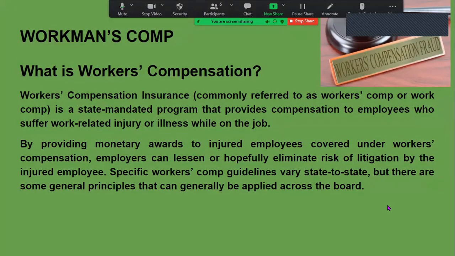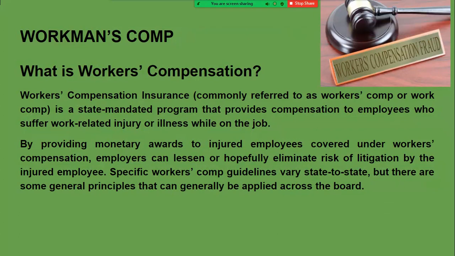Okay, so let's go back. We're almost done, guys. I know this is not the most exciting, but it's so very important. Okay, so what is workers' comp? Workers' compensation insurance, commonly referred to as workers' comp or work comp, is a state mandated program. I need you to remember this. It provides compensation to employees who suffer work-related injury or illness while on the job by providing monetary awards to injured employees covered under workers' compensation.